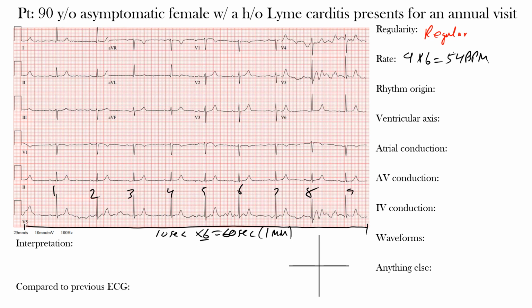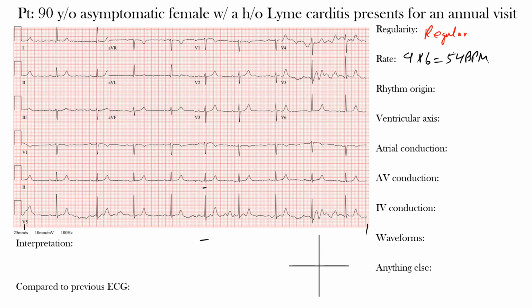Now, we said this is a regular rhythm, so there's another way we can do this and find the rate. So we erase this here to clear it up. The other way is by finding a QRS complex, one of those R waves that falls on a thick line, and then counting the number of thick boxes between that and the next R wave.